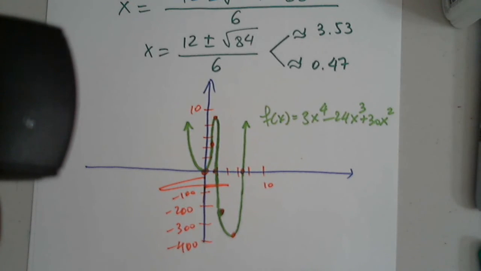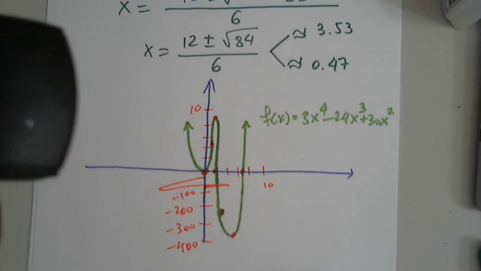So punch in the graph in y equals. So in y equals, we have 3x to the 4th. Clear everything else. 3x to the 4th, and then minus 24x cubed, and plus 30x squared.